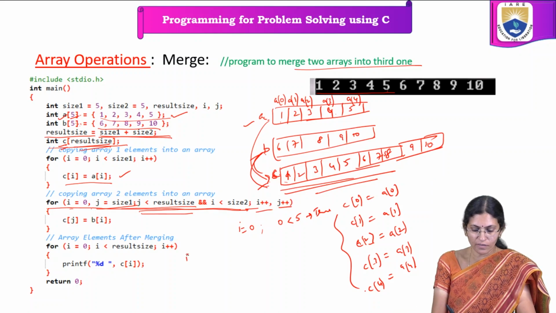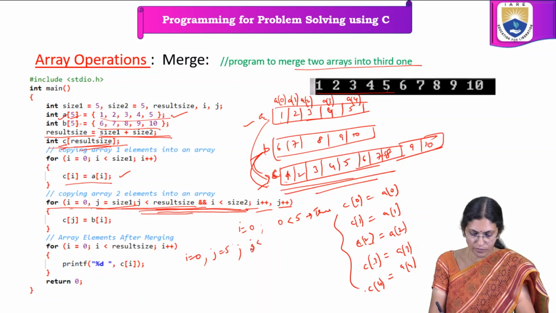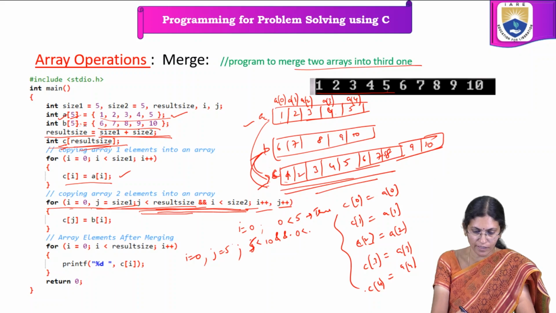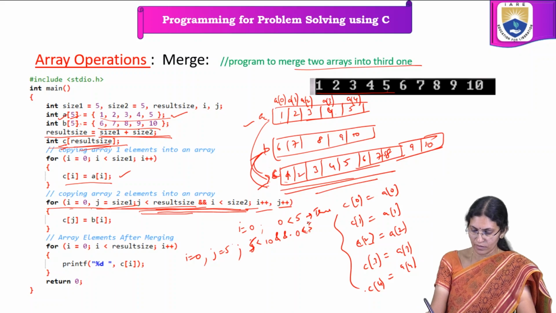With this, first the i value is initialized to 0, so i is equal to 0, j is equal to size. Size is equal to 5, so j is equal to 5 here. You can check the condition: j less than the resultant size, which is 10. So 5 is less than 10, and i is 0, and 0 is less than size 2. Size 2 is also 5 here, so 0 is also less than this. So this condition is true.